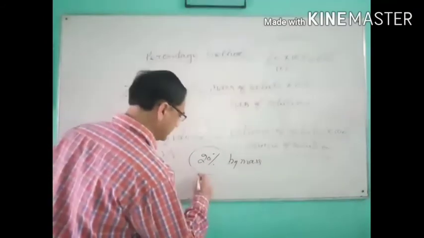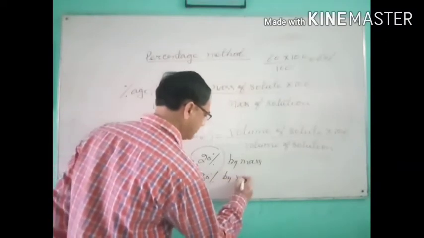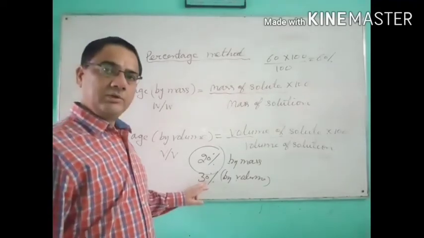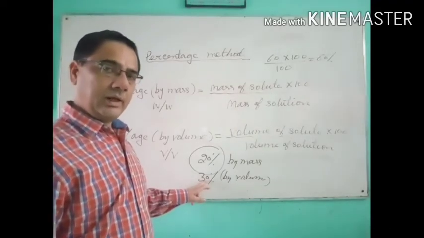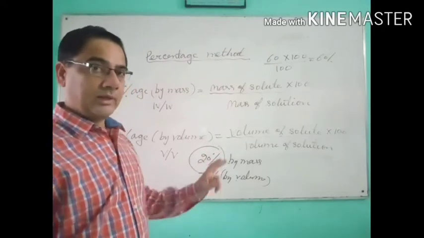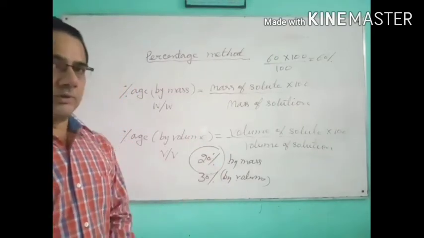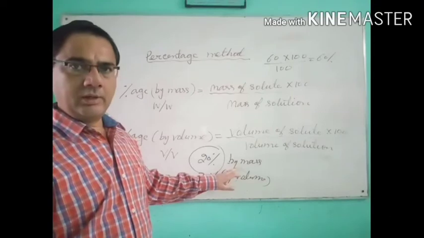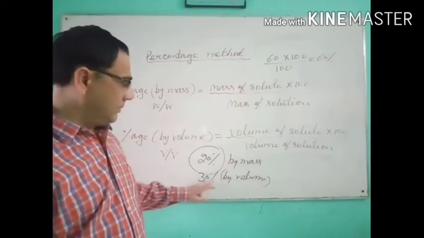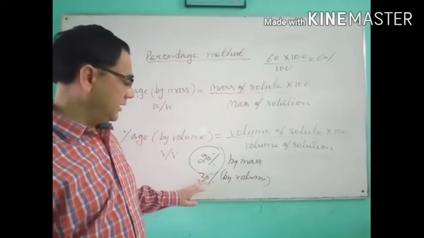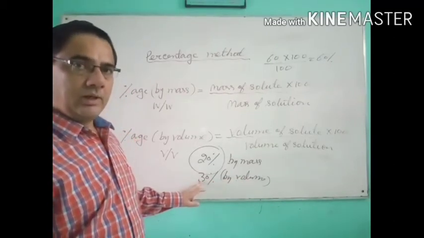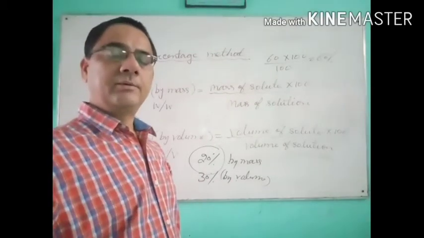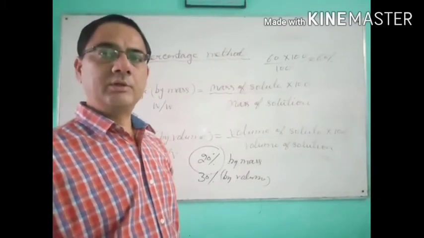And if I write 30% by volume, then what does that mean? It means the 30 ml of the solute dissolved in 100 ml of the solution. In both the cases we use solution, not the solvent. Repeat again. 20% by mass means 20 gram of the solute dissolved in 100 gram of the solution, and 30% by volume means the 30 ml of the solute dissolved in 100 ml of the solution. So this is overall the first method by which we calculate the concentration of the solution.